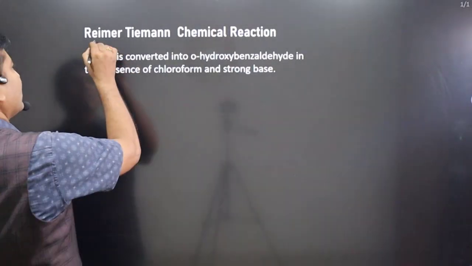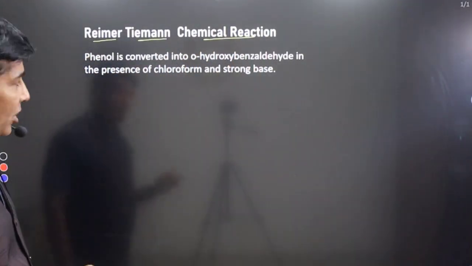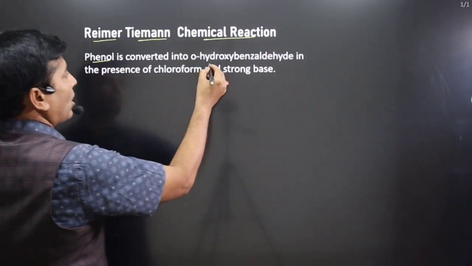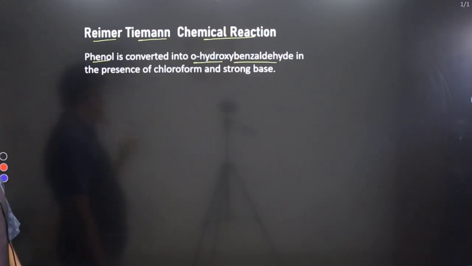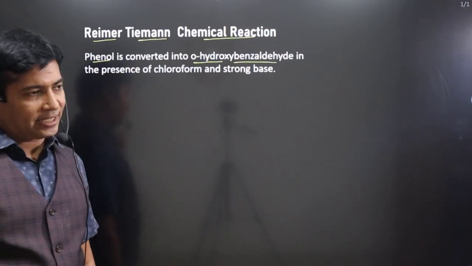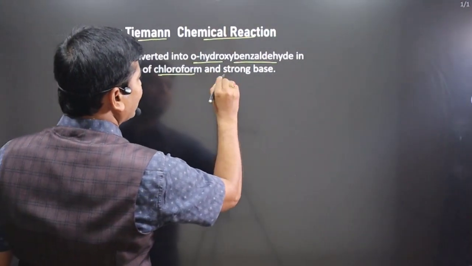The chemical reaction is the Reimer-Tiemann reaction. This reaction is used to convert phenol into ortho-hydroxybenzaldehyde. Keep in mind, ortho-hydroxybenzaldehyde is also known as salicylaldehyde. The reaction is carried out in the presence of chloroform and a strong base.